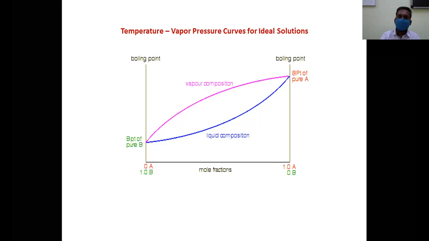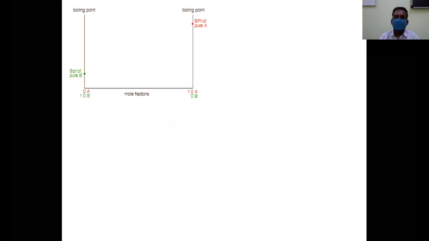Now, let us see how to arrive at this curve. Let me dissect out different components of this curve and see how this final curve has been arrived at. We are talking of the temperature vapor pressure curve of ideal solutions. Let us take the simple axis first. On the y-axis, you are going to plot the boiling point. On the x-axis, you are going to plot the mole fractions of the solution or compositions of the solutions.